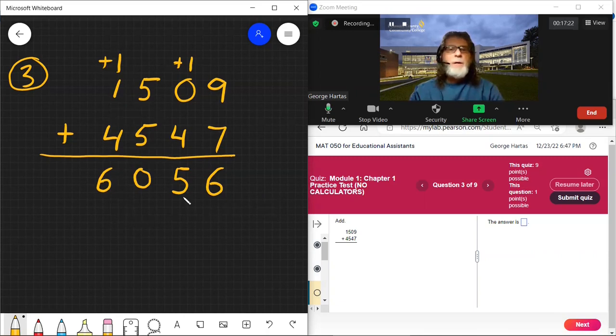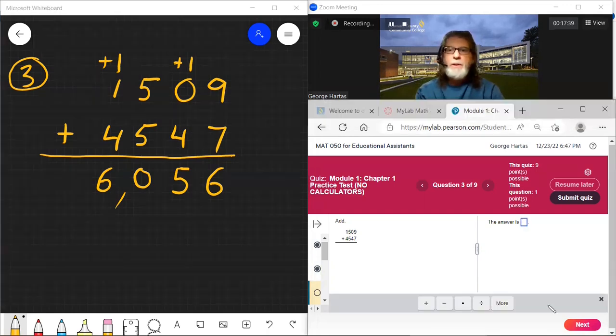So in this kind of a problem where we're not doing standard notation, the comma is optional. So you could put a comma here, or you don't have to put a comma there. But if you do put a comma somewhere, it must be in the appropriate spot, or else it would be marked wrong. So let's type that in there. And let's not use a comma.